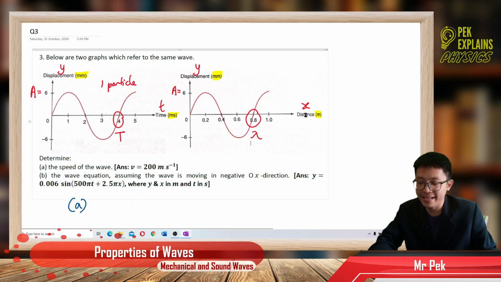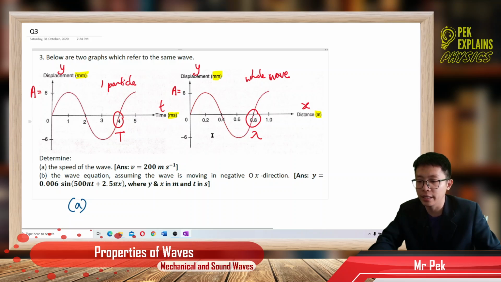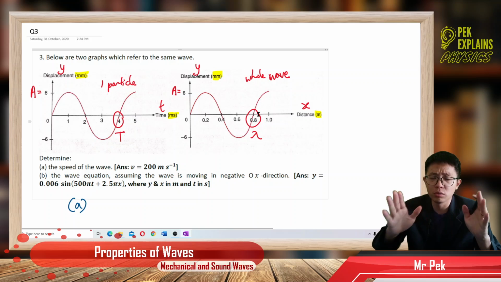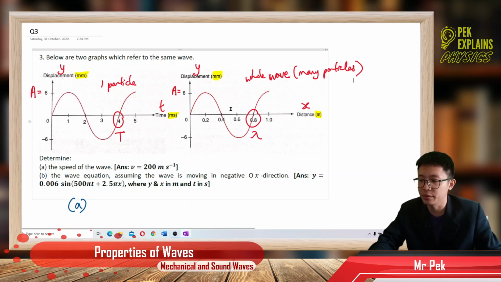But the y versus x graph shows you the whole wave. That's why you can get the wavelength of the whole wave, because you can see the whole wave profile, which has many particles. Okay, just want you to understand.